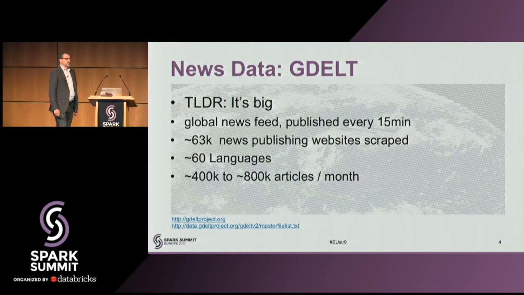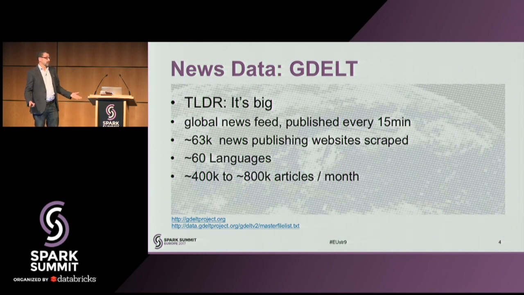So we used a data set that a lot of people use with Spark, usually as training. We used the GDELT. GDELT is very quickly a global news feed. It's published every 15 minutes, and it's a card catalog to the global news. There's about 63,000 news publishing websites globally that are being scraped every 15 minutes and are being pushed through a whole range of analyses and dumped out as part of this index file. It's in 60 languages, so it's global in all languages and from all countries.